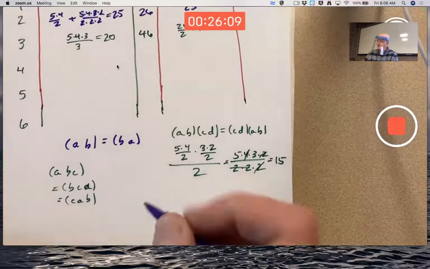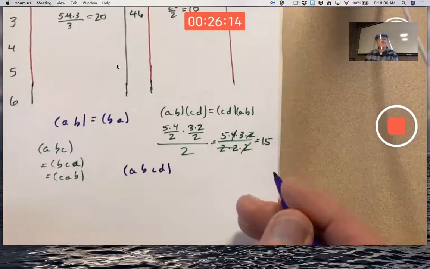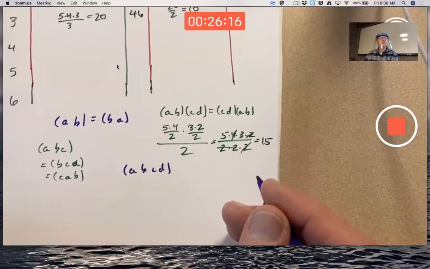Order 4 can occur that way. Can you get an element of order 4 in any other way? No.